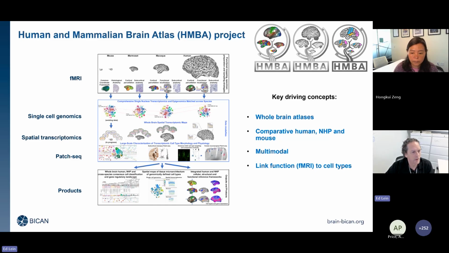And in particular, I want to call out that 3 core types of products we're trying to produce from this are the cross-species consensus cell taxonomy, the spatial map with spatial transcriptomics, and a common coordinate framework in which all of these can be mapped that can bridge scales also, and bridge from neuroimaging to cellular molecular scales.